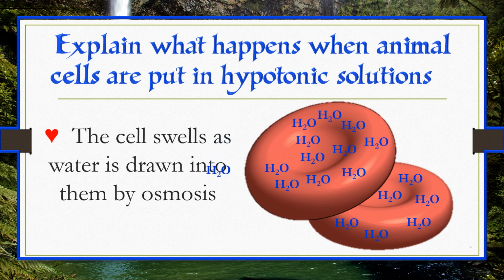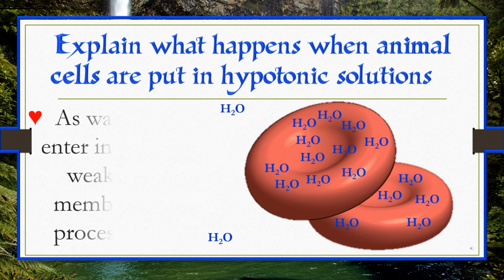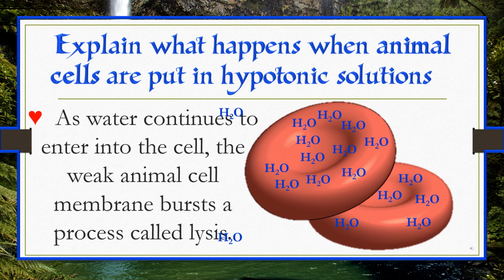The cell swells as water is drawn into it by osmosis. The cells will continue to swell as water is drawn into them by osmosis. As water continues to enter the cell, the weak animal cell membrane bursts, a process called lysis.